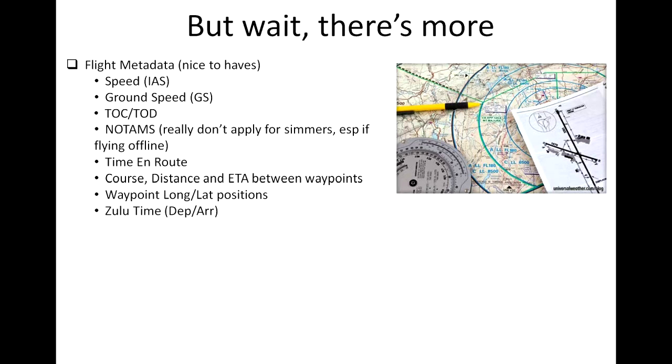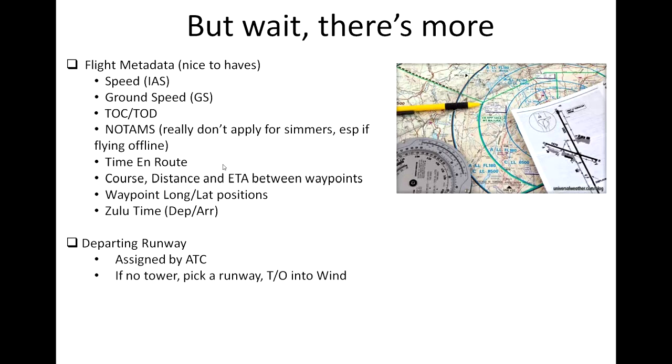Ground speed, indicated airspeed, top of climb, top of descent. NOTAMs, that website produces them, but they really don't apply for simulators. I mean, our simulation world is static. Nothing really changes. Time en route: how long before your significant other or wife gets upset at you. Course and distance between the waypoints. Good information to have. Waypoint longitudes and latitudes, also good information, and Zulu time, departure and arrival.